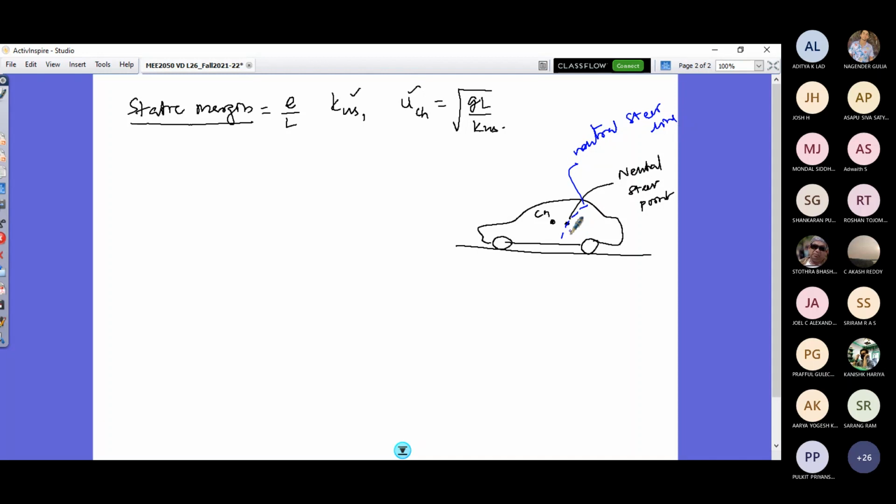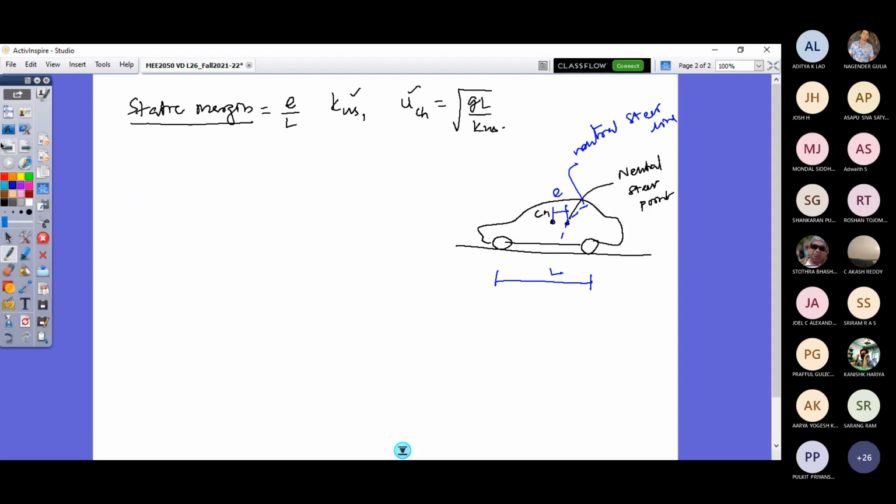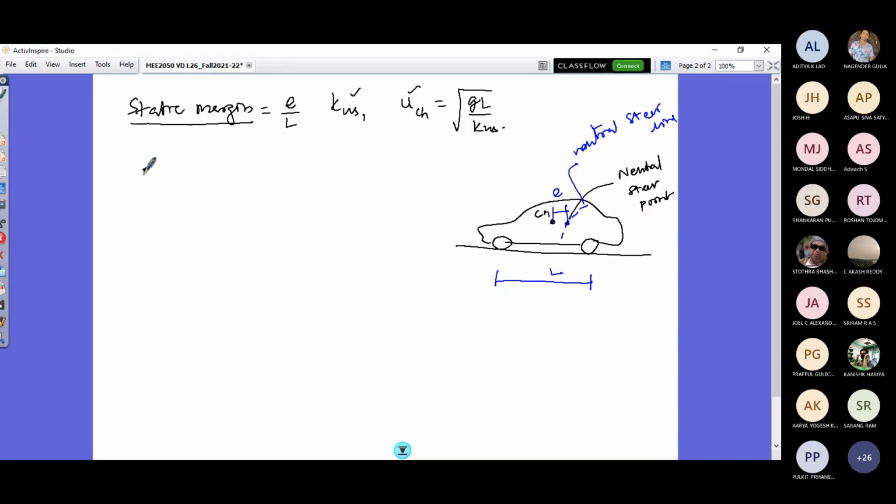So what is this neutral steer point on this locus of neutral steer line at any instant? Is that located at a distance from CG called E? Right? So this distance normalized by wheelbase is what is defining static margin. Right? What is defining static margin? So how do you define this point, neutral steer point, that is determined?